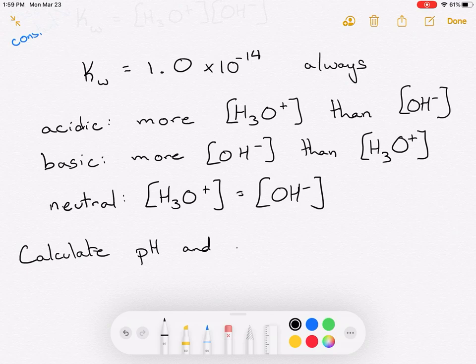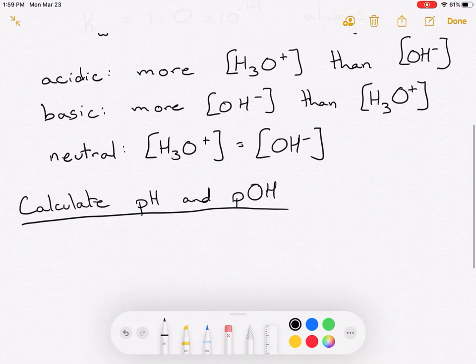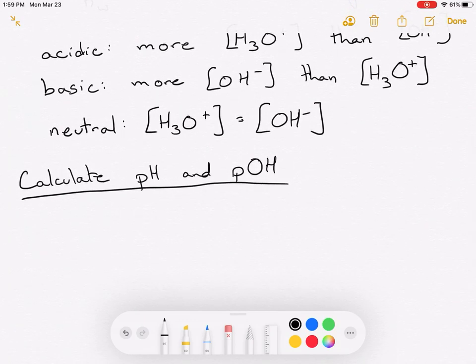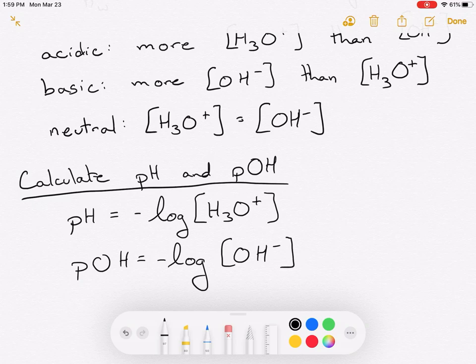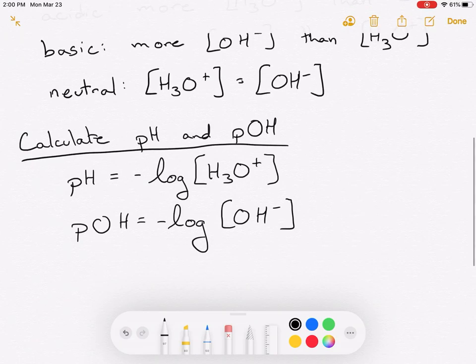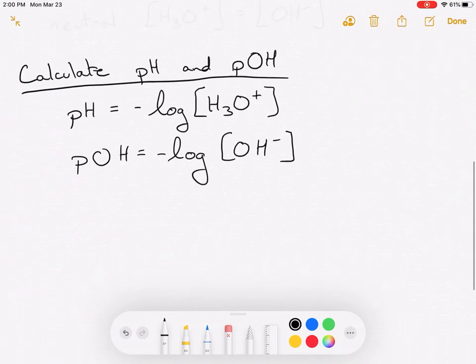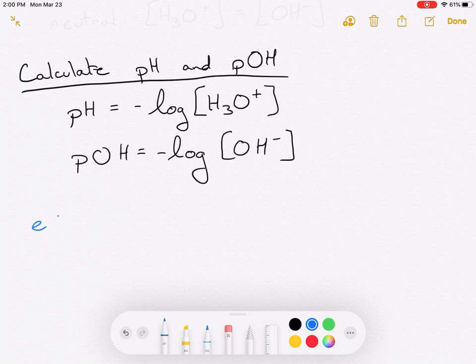To calculate a pH and pOH, and these are things that you should have learned in your physical chemistry class, but I'm just recovering them because I know that was a couple years ago. So pH is equal to the negative log of the concentration of your H3O plus. And your pOH is equal to the negative log of your OH minus. So pOH is in reference to your bases, and pH is in reference typically to how acidic something is.